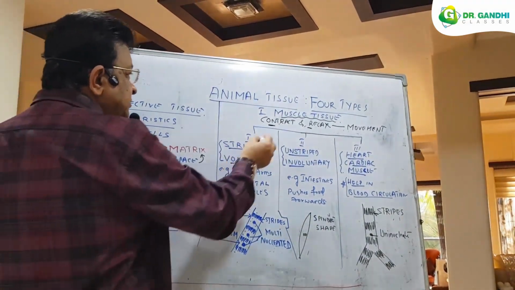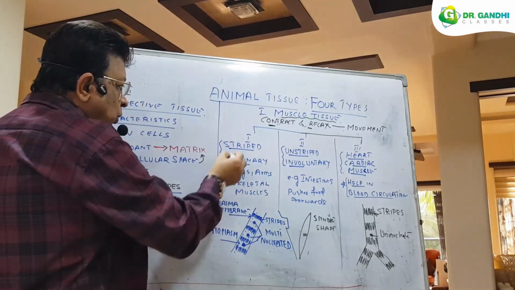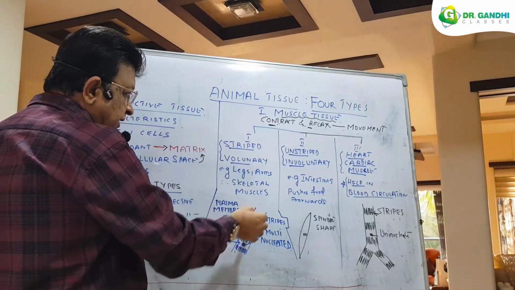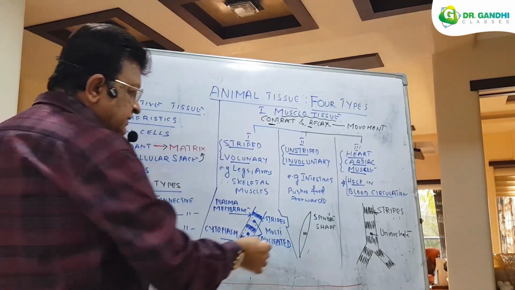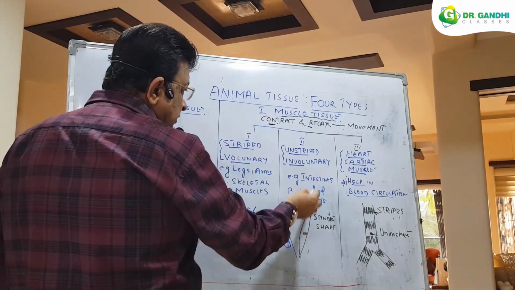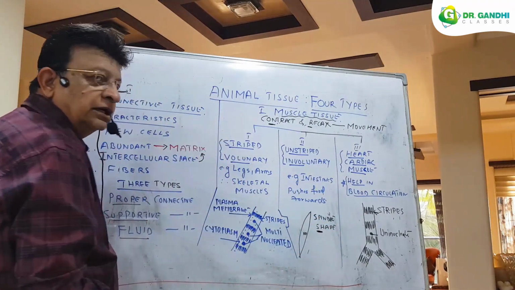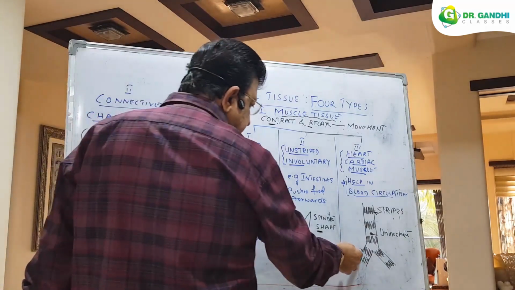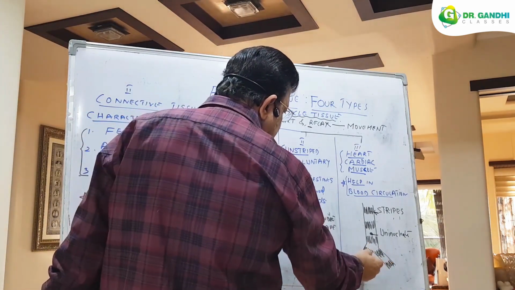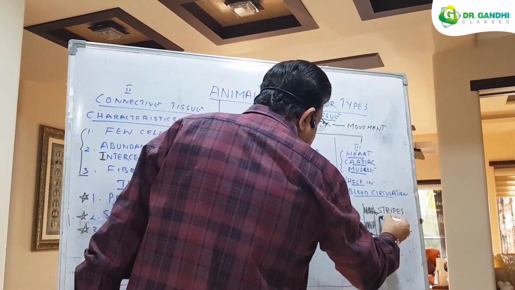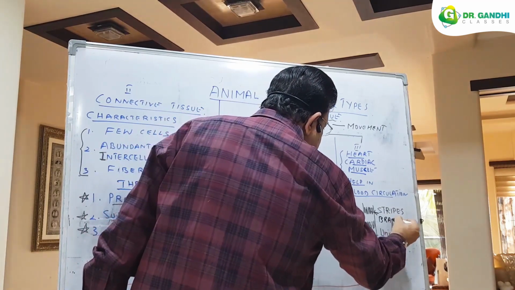There are three types of muscle tissue. One, you can see here, giving a striped appearance. The second one, you can see the tissue which does not have stripes. The stripes are absent or unstriped. And the last one is striped and branched. Pay attention, this is striped and branched.